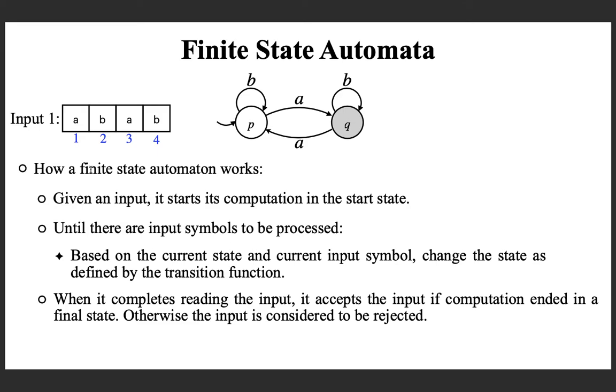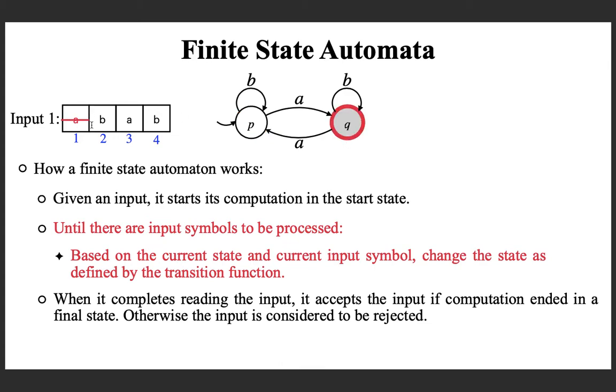Suppose the input is AB. So where do you start? You start with the start state. You are here, and what is the next thing? Until you finish reading the input, based on the current state and the current input symbol, change the state as defined by the transition function. So what is the first input symbol? A. So it asks you to change to Q. So that is what you do.